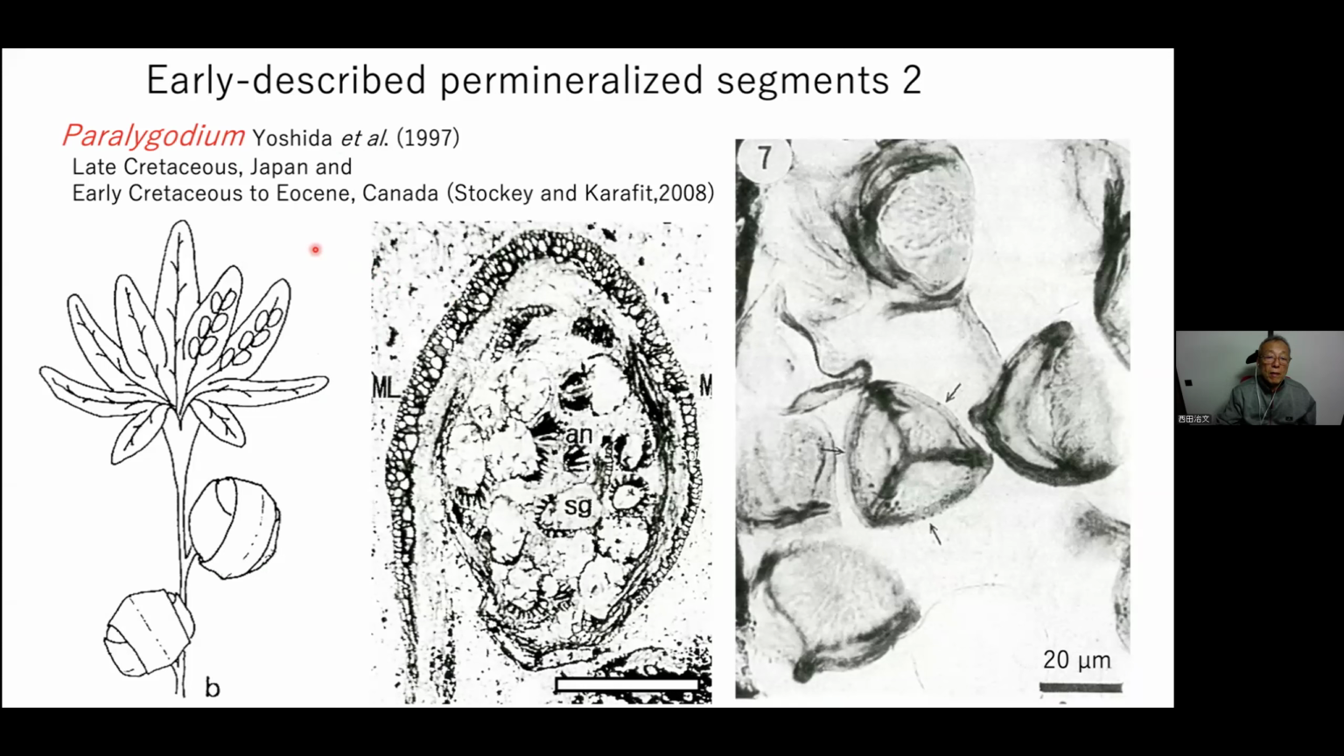And an interesting thing is that Paralygodium is later found in the early Cretaceous of Canada and also from the Eocene by Stockey and Rothwell. So this fossil genus has a rather long history from the Cretaceous to the early Paleogene.